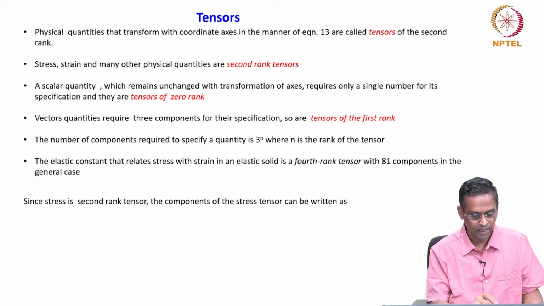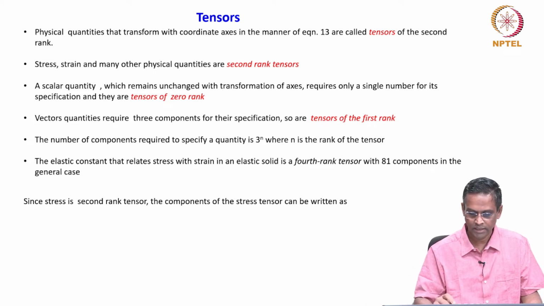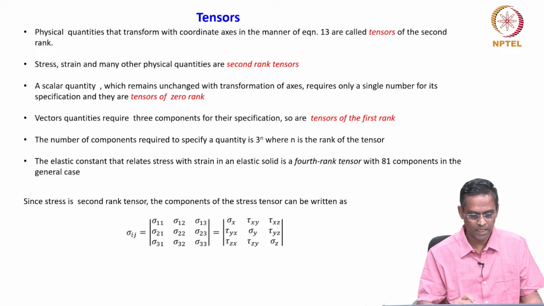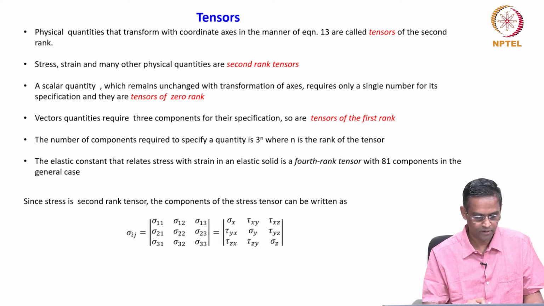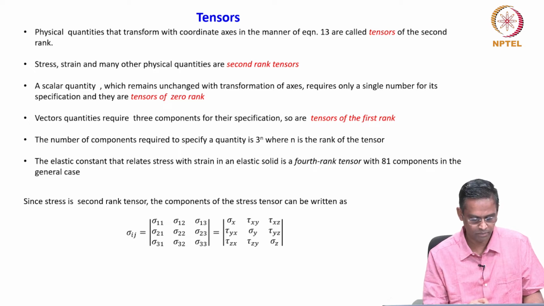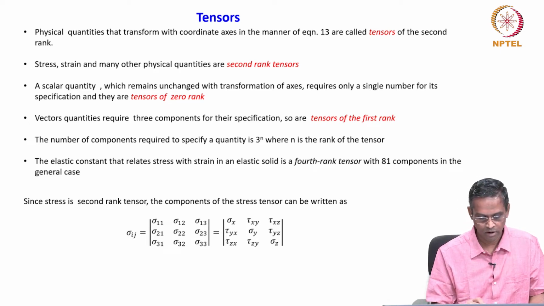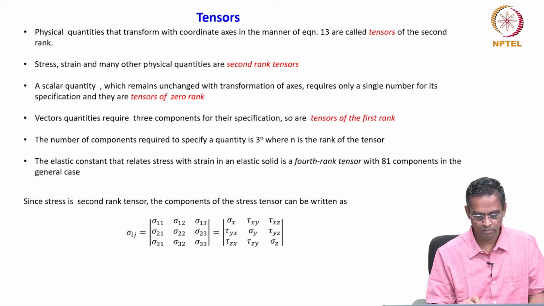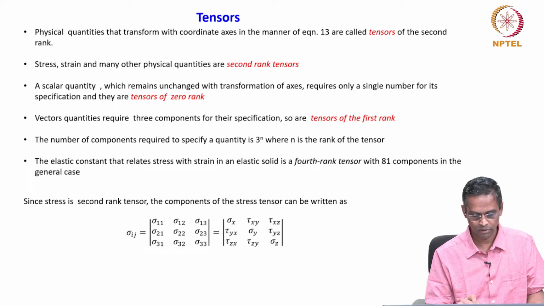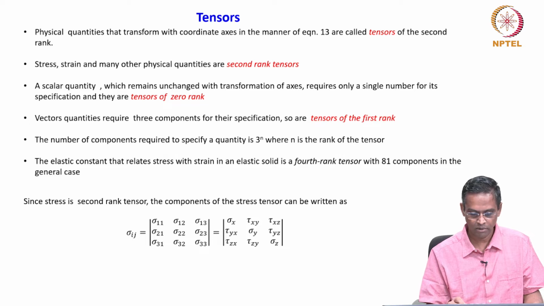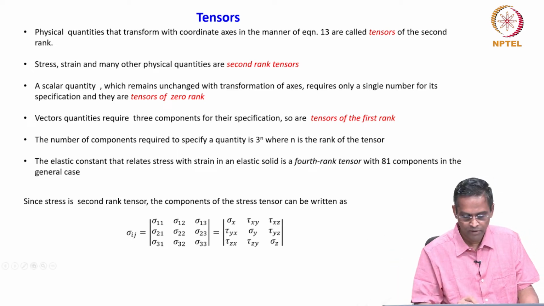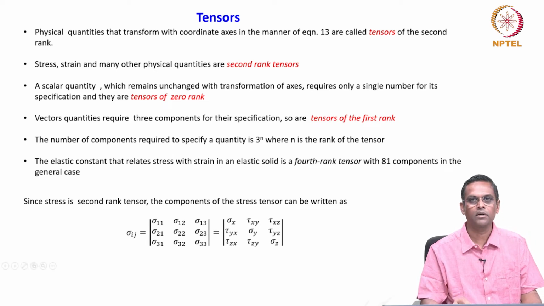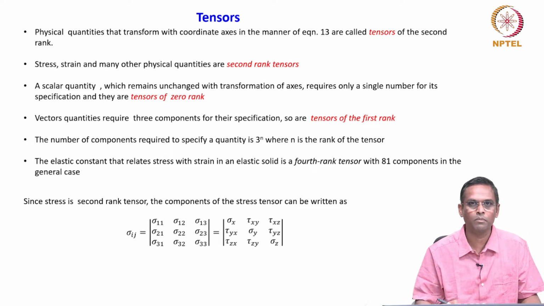So stress is a second rank tensor. The components of the stress tensor can be written like this. We can write sigma ij, the tensorial representation, equal to the matrix with sigma 11, sigma 12, sigma 13, sigma 21, sigma 22, sigma 23, sigma 31, sigma 32, sigma 33. Or it can simply be written as sigma x, tau xy, tau xz, and so on. Once it is in the form of a matrix, it is easy for us to relate this with some other properties as well.